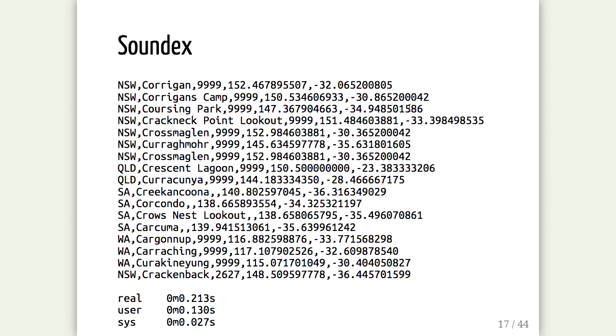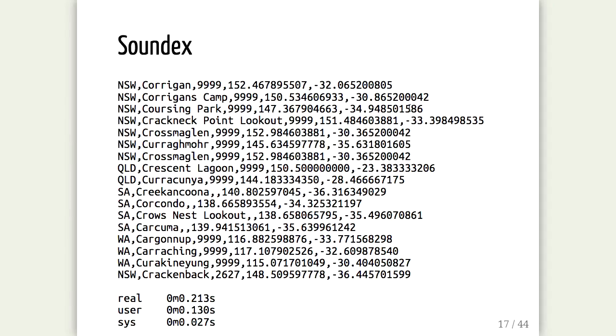Unfortunately, the results aren't great. So according to Soundex, all these words sound similar. Corrigan, Corrigan's Camp, Coursing Park, Crackneck Point Lookout. So I think the advantage with Soundex is almost every database has an implementation. Oracle does, SQLite, Postgres, and that comes packed with it. The disadvantage is it's not particularly useful. One sort of advantage, if it was even slightly useful, is that you can pre-index your list, which of course we can't do with Hamming distance. But once again, it's not useful.